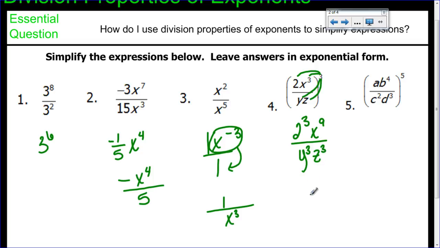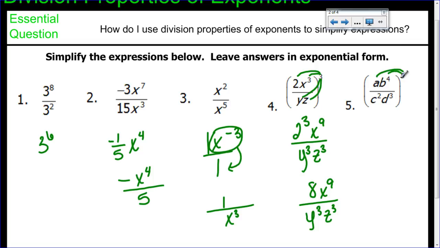And then we talked already, 2 to the 3rd power is 8. So this is 8x to the 9th power over y to the 3rd, z to the 3rd. So pause for just a second, see if you can do number 5 by distributing your exponent to everything inside, and then come back and check your work.